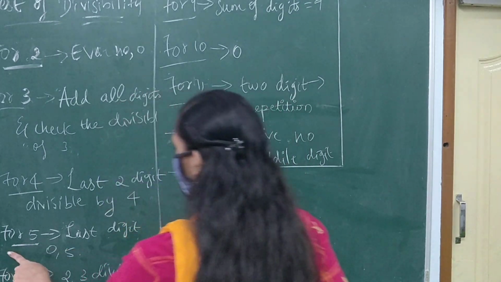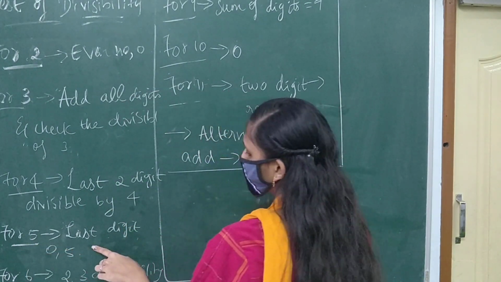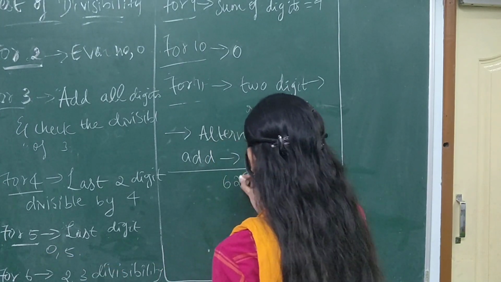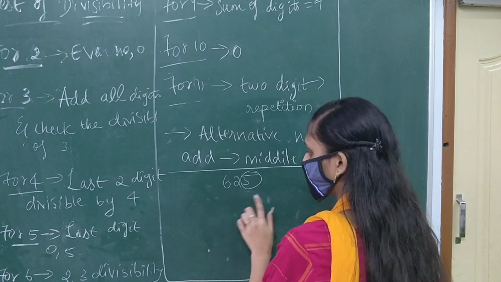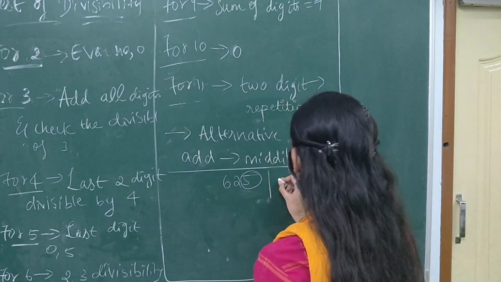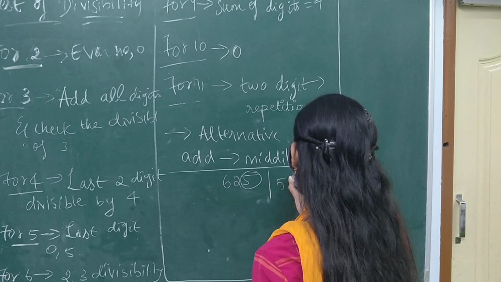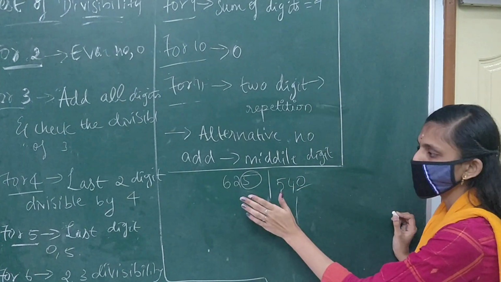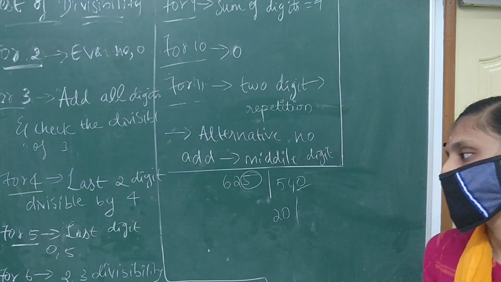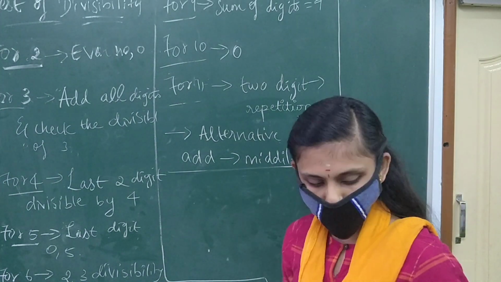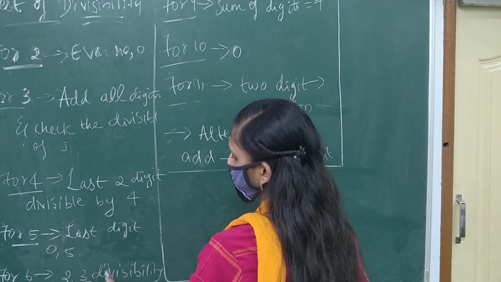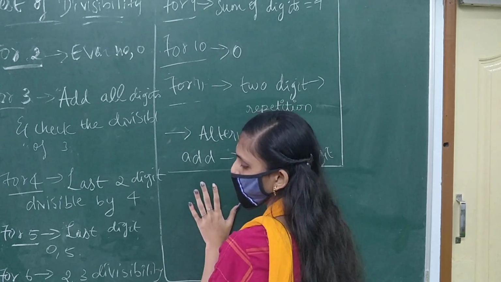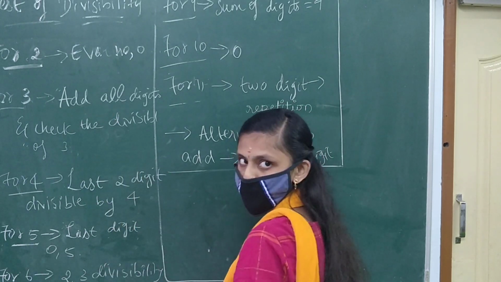For divisibility by 5, the last digit should be 0 or 5. Let us take 625. The last digit is 5, so this number is divisible by 5. It can also have 0 as the last digit, like 540 or 20. It can be anything, but the last digit should be either 5 or 0. Test for divisibility by 6 is easy: the number should be divisible by both 2 and 3. If any number is divisible by both 2 and 3, then the number is divisible by 6.